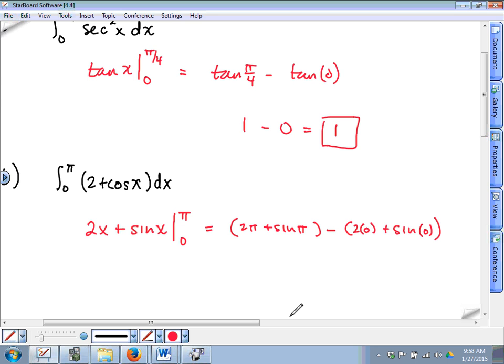Sine of pi is 0. The sine of 0 is 0. So 2 pi plus sine pi, sine pi is still 0. So it's just 2 pi.